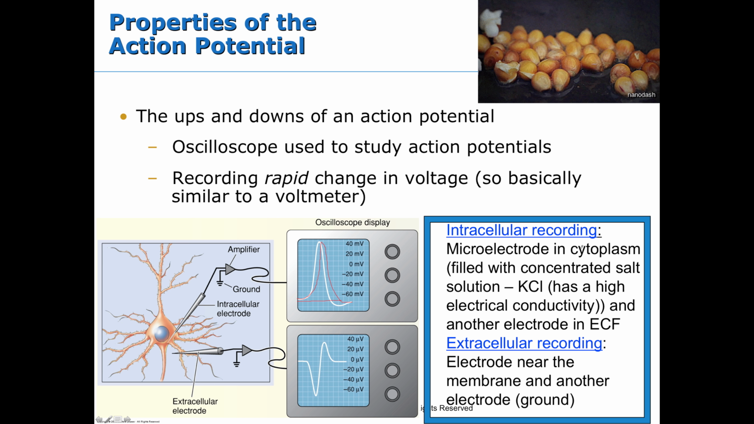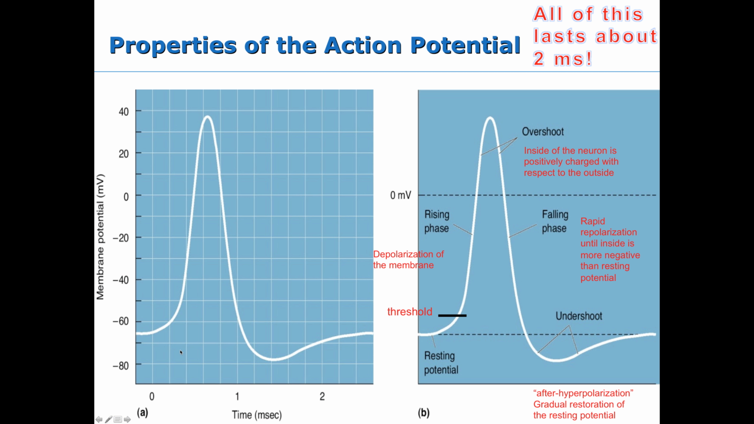So in the intracellular recording, you have a microelectrode right here that is placed on the inside, in the cytoplasm. This is filled with concentrated salt solutions, and another electrode is found in the extracellular space. Now, in the extracellular recording, the electrode is near the membrane, and there is another electrode. So what can happen is you'll actually see that these are roughly opposite of each other if you're measuring right outside. And the reason for that is because when we have this repolarization occur, you're going to have a release of ions as you're reestablishing that membrane potential.